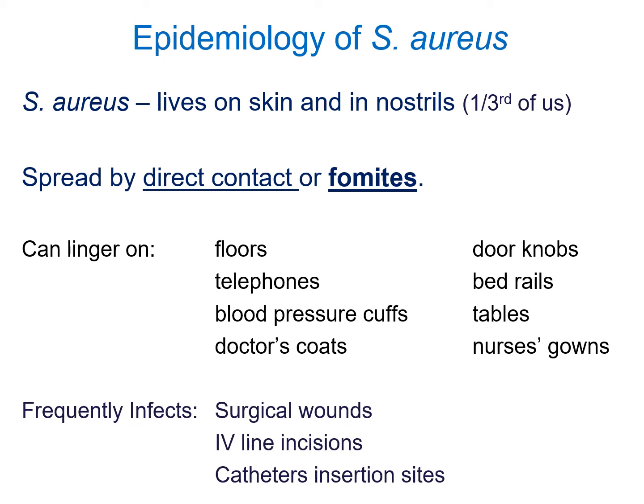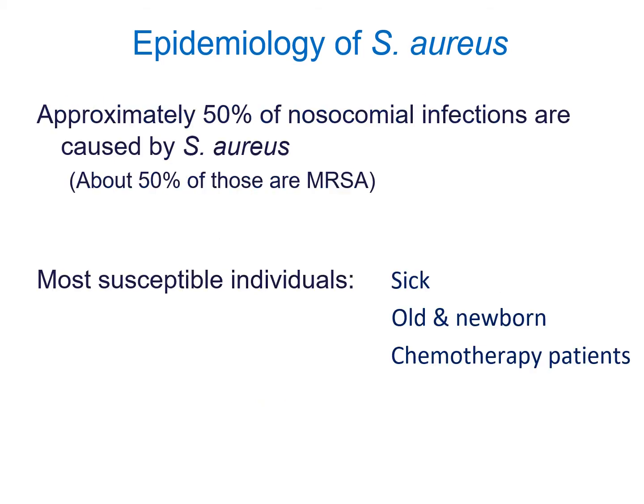It's a frequent problem for surgical wounds, IV line incisions, catheters. So it's something that has to be treated with a lot of respect in hospital settings. And we talked about nosocomial infections before. These are infections that you pick up in a hospital. So you go into a hospital, you don't have an infection, and you leave with one, which unfortunately is more common than you might think.